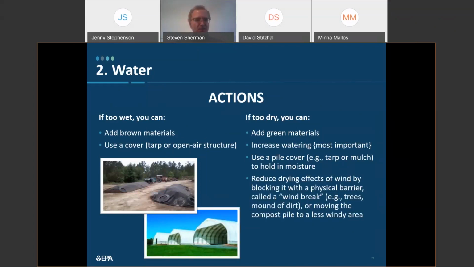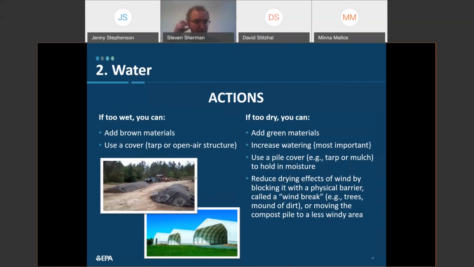So what happens if it's too wet? You can add brown materials, which are drier and can absorb some of the moisture, or you can use a cover, a tarp, or some type of open air structure. If it's too dry, you can add green materials, which tend to be wetter. You can add more water, which is the most important thing, or use a pile cover, a tarp, or even mulch or finished compost to hold in moisture.